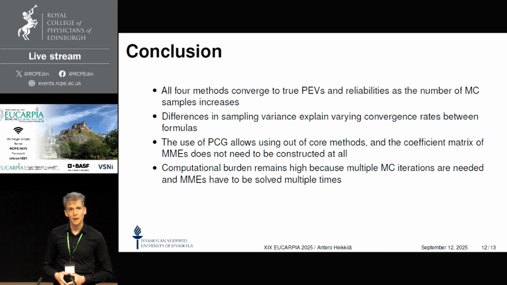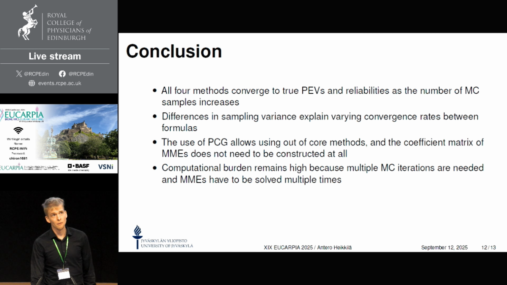However, the biggest drawback of this method is that we have to iterate this Monte Carlo process a couple of hundred times to get accurate enough results, and that means that we have to apply the PCG algorithm as many times. However, the PCG algorithm and these Monte Carlo iterations can be done in parallel, so that will mitigate the computational burden a little bit.